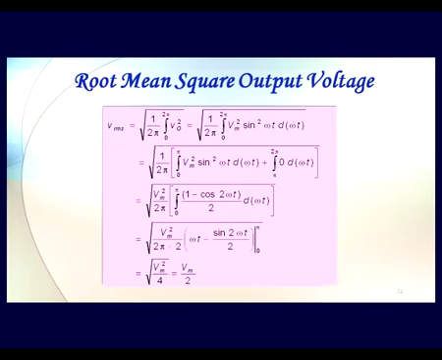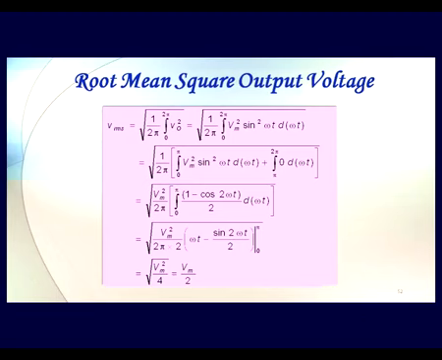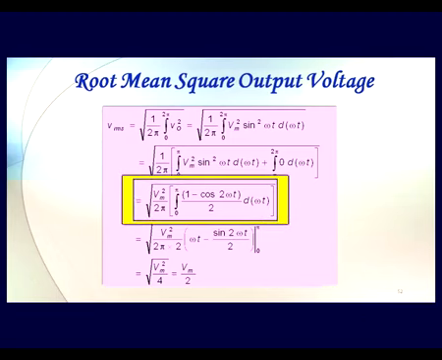This is the standard formula of our root mean square. So if you just put the values, then we get from 0 to 2 pi Vm square sin square omega t d omega t, which will be divided into 0 to pi Vm square sin square omega t plus pi to 2 pi will be 0. So this component is 0, and Vm square is out of the integration sign.